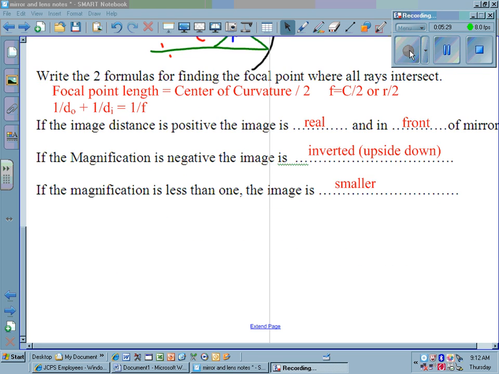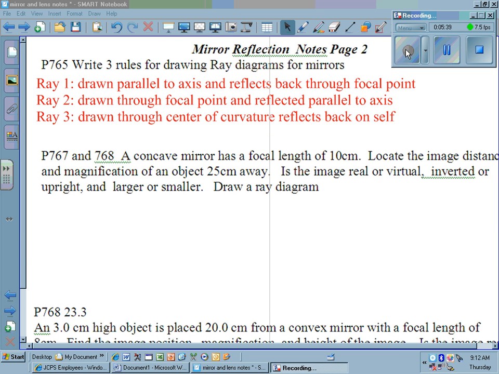So once again, if the magnification is negative, the image is going to be upside down or inverted like I just showed you. And if the magnification is less than 1, the image is going to be smaller. All those are the same as yesterday. Now what's really great about these ray diagrams is the fact that they're all the same as the lenses except for one. So you're going to draw parallel to the axis and it reflects back through the focal point. You're going to draw through the focal point and it reflects parallel to the axis. So those two are exactly the same. Now the third one though, you're going to draw it through the center of curvature, not through the center of the mirror. So draw it through the center of curvature and it reflects back on itself.